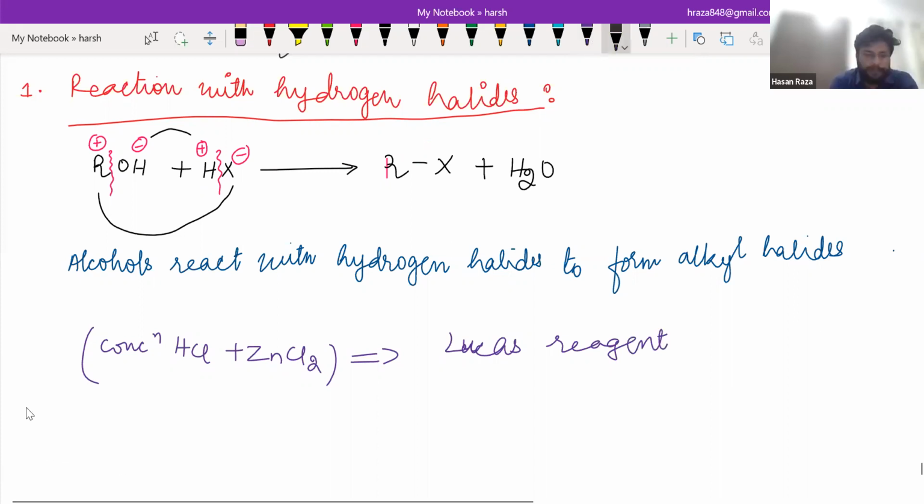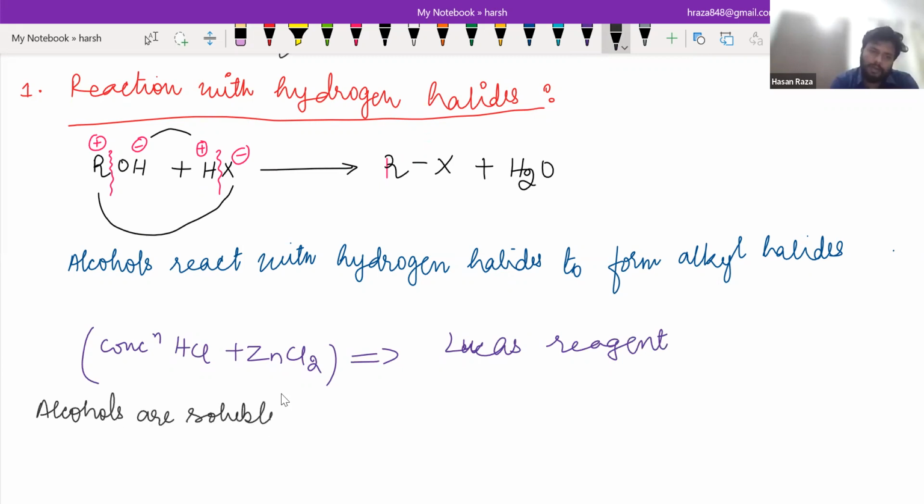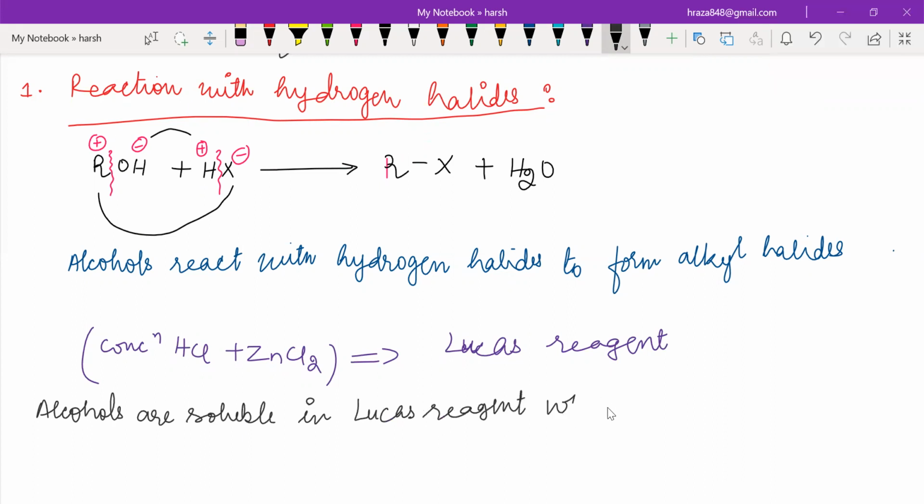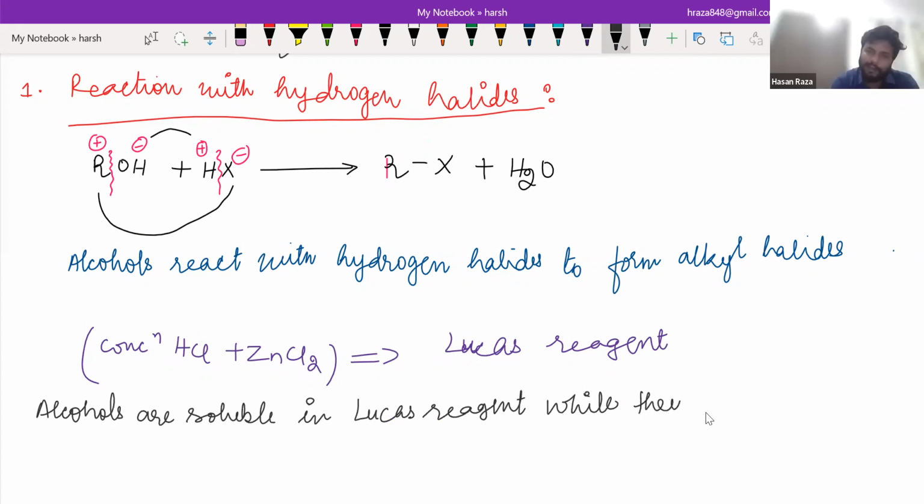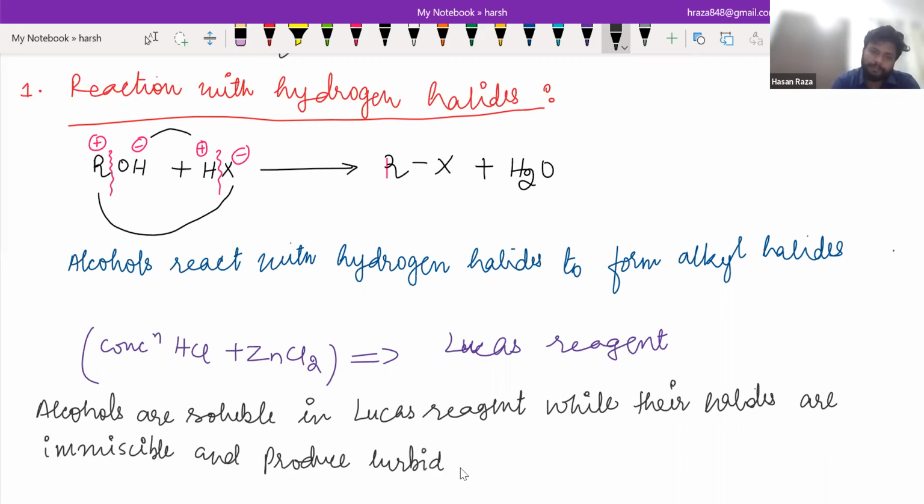Now another point which is very important: alcohols are soluble in Lucas reagent, while their halides are immiscible, that is, not miscible, and produce turbidity in solution. That means the solution becomes cloudy. Are you getting my point?